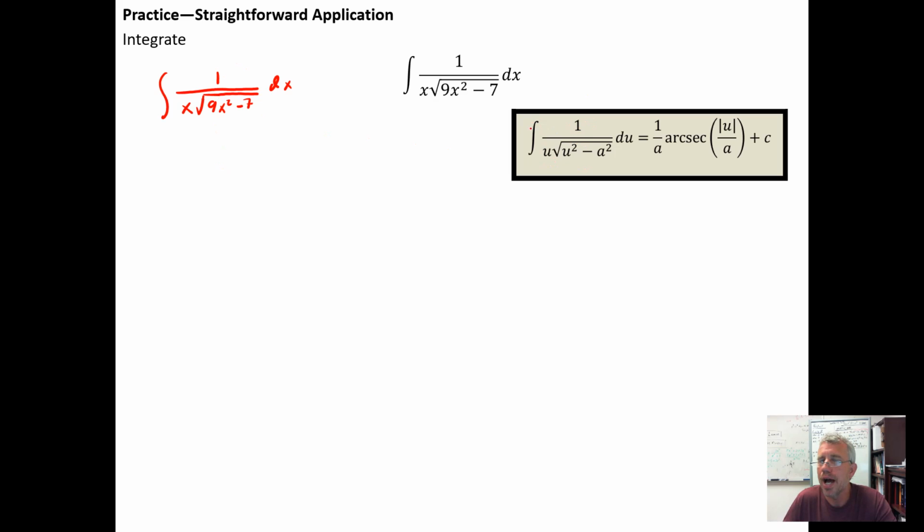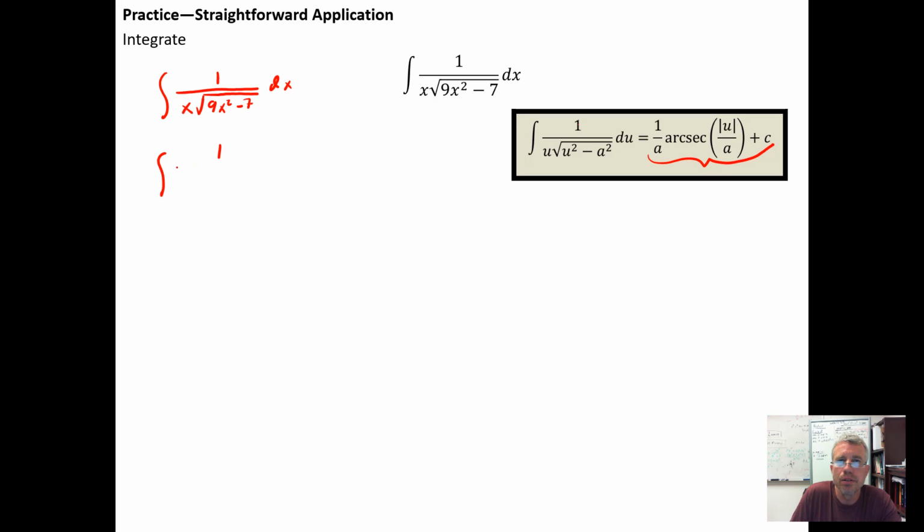So we have a formula for the antiderivative of 1 over u times the square root of u squared minus a squared. So we want to try to manipulate the integral that we're working with into this form so that we can then apply the formula for the antiderivative to that integral. So I'm going to start to rewrite things.